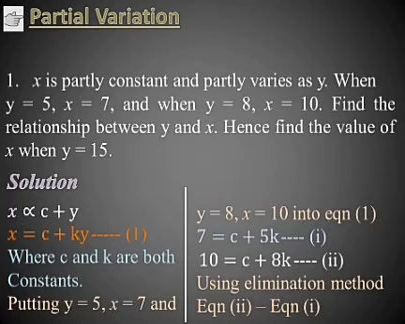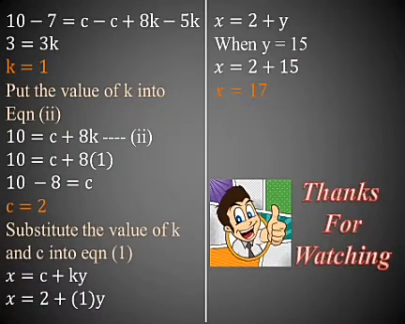So, let's minus it. You would have 10 minus 7 is equal to c minus c plus 8k minus 5k. 10 minus 7 is equal to 3 and c minus c is 0. 8k minus 5k is equal to 3k. If you divide both sides by 3, k is equal to 1. Put the value of k, as I said earlier, into equation 2 so that we can get c.